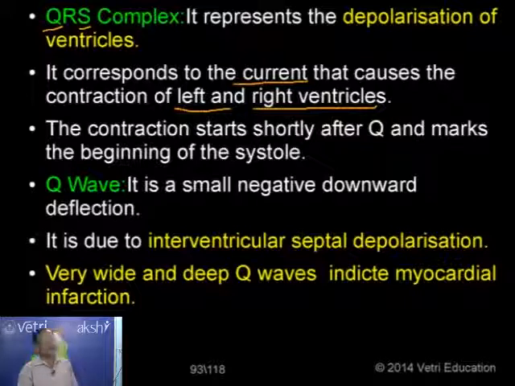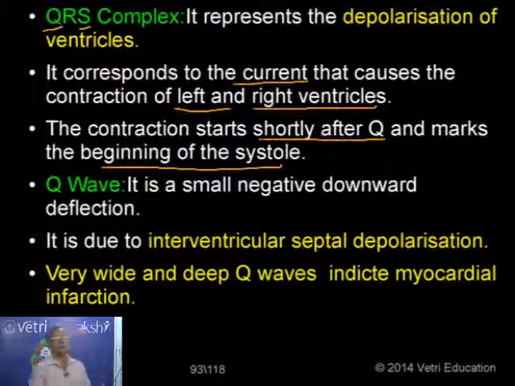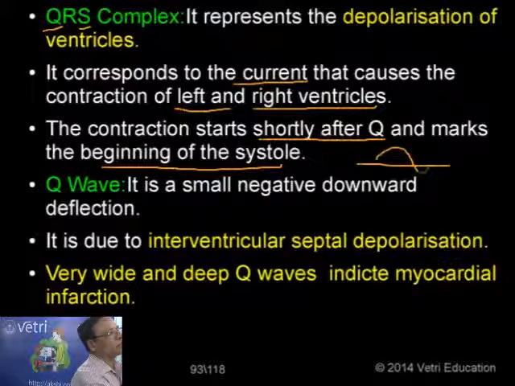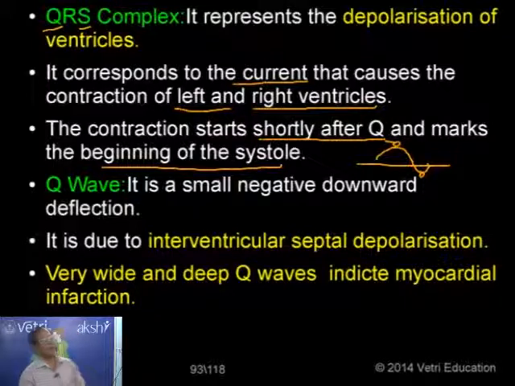The contraction normally begins shortly after Q, and that marks the beginning of the ventricular systole. So, after reaching about the summit of the Q wave. For example, this is P and this is Q, and this is the summit of the Q wave, the topmost point, that is called the summit. So, the contraction of the heart starts only after the electrical activity of the heart, after the Q, that is nothing but the depolarization of the interventricular septum.